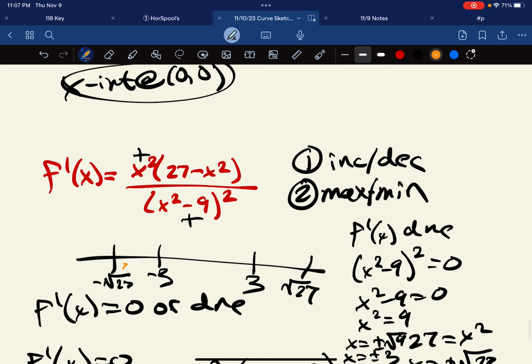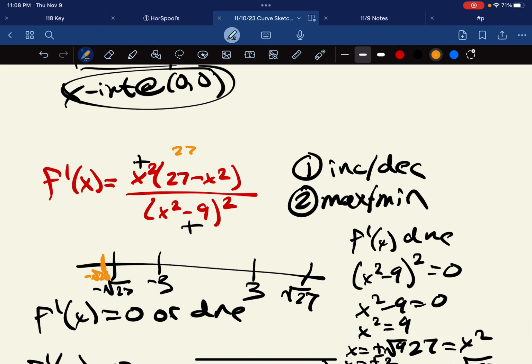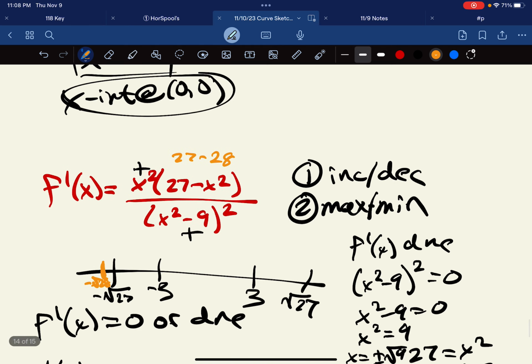If we plug in something to the left of negative square root of 27, say we plug in negative square root 28, that's 27 minus 28, because if you square a negative, you get a positive, and that's going to give us negative 1. So we're going to get a negative number out here. Say we plug in something between negative square root 27 and negative 3. So we plug in negative 1. That's going to give us 27 minus 1, which is a positive 26, right? So we're going to be positive here.